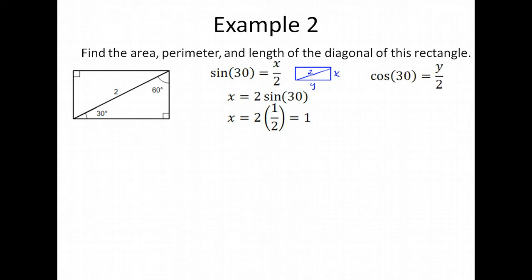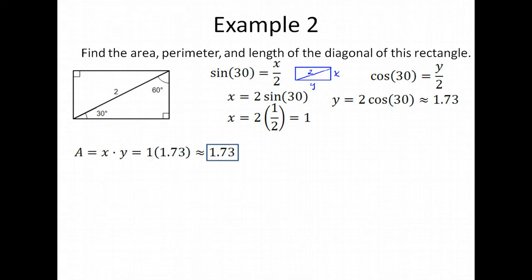The cosine of 30 is equal to y over 2 in this case, because y represents the horizontal length here. So we're going to cross multiply. This gives us y equals 2 cosine 30, which is approximately 1.73.